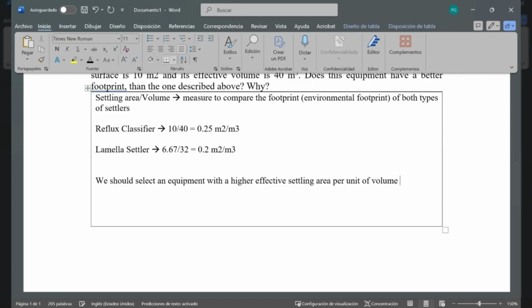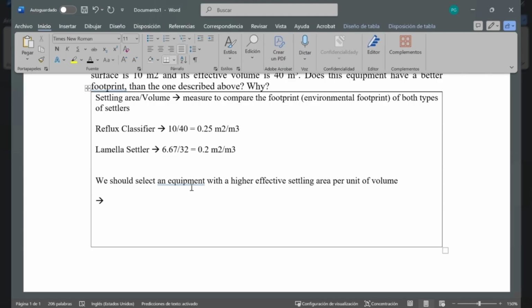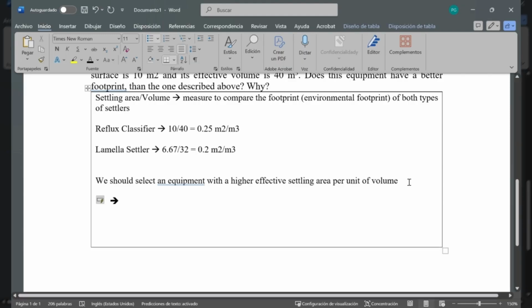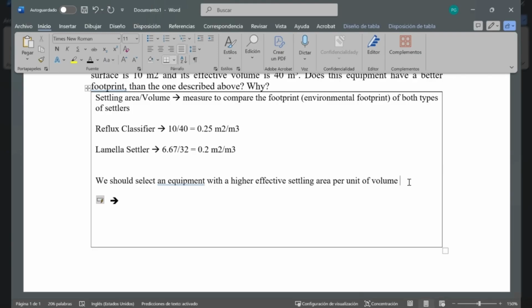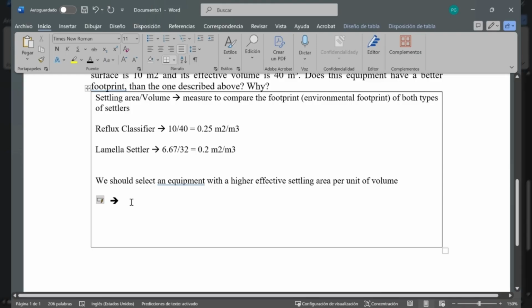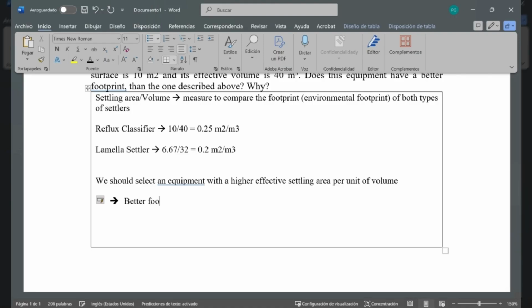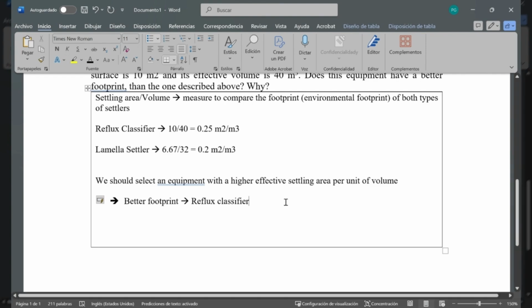So in that sense, this would be the one with the smaller footprint, because for the same unit of volume, the equipment is going to be more effective in terms of settling. So the one that has a smaller footprint or a better footprint would be the reflux classifier. Okay, so that would be all for this exercise over here.